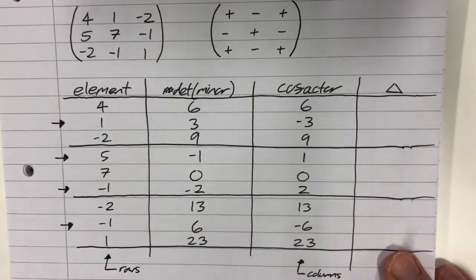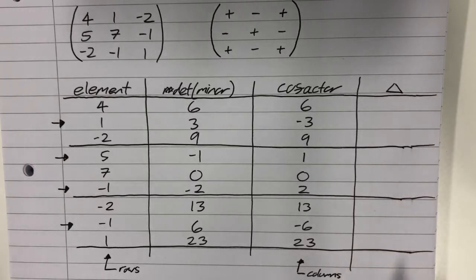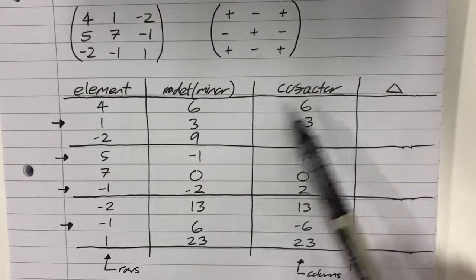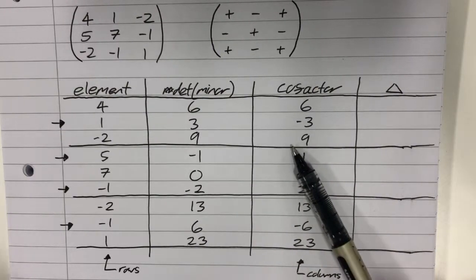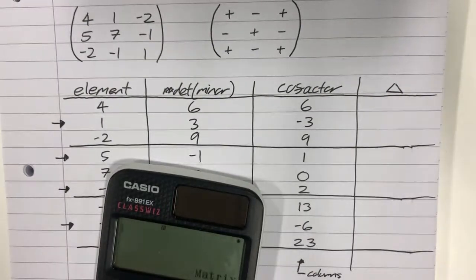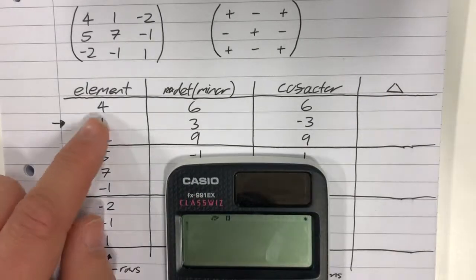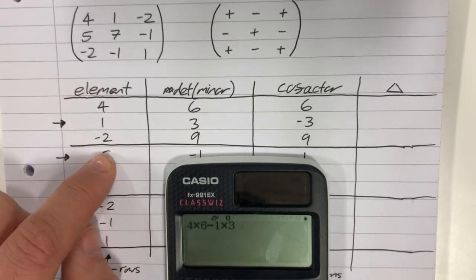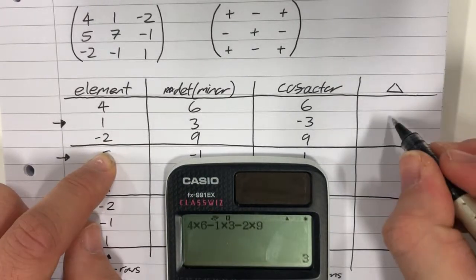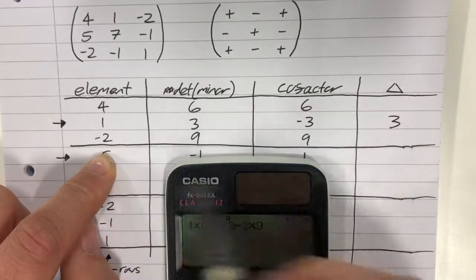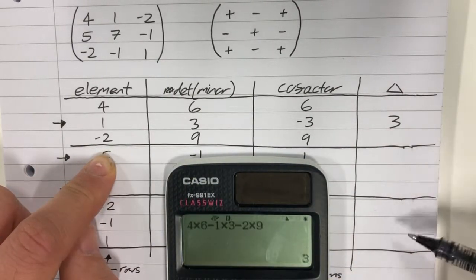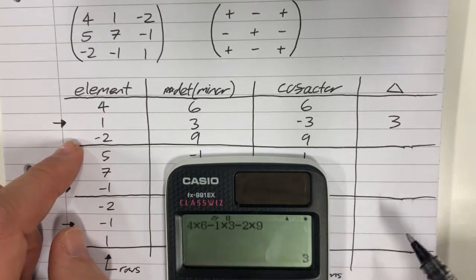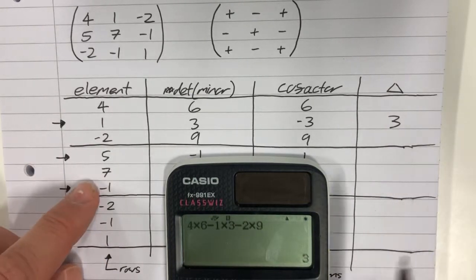Before we go any further, I'm just going to check to make sure that the determinants agree. So to get the determinants in each section, we do the element times the cofactor and we sum them across the 3. Okay, and that will give us the determinant of the matrix. So I'm going to go into computation mode. 4 times 6 minus 1 times 3 minus 2 times 9 is 3. So this section here tells me the determinant of the matrix is 3. And if all 3 of these agree, then I can be fairly certain that all of this is correct and I can move on.